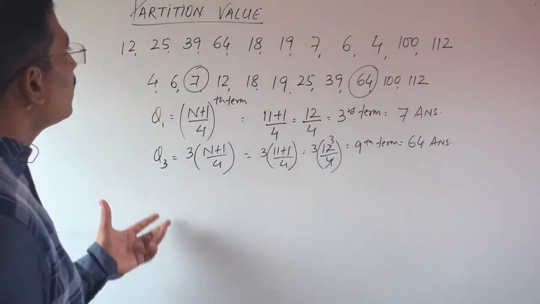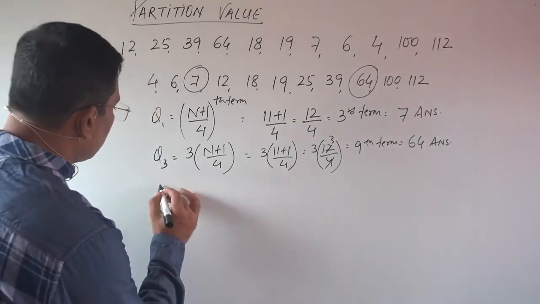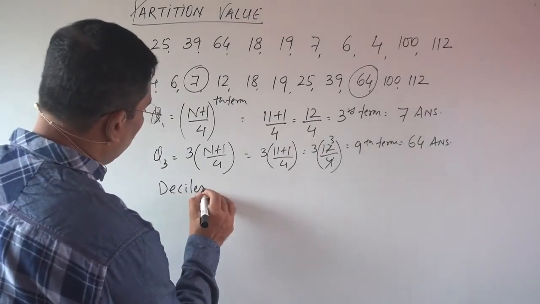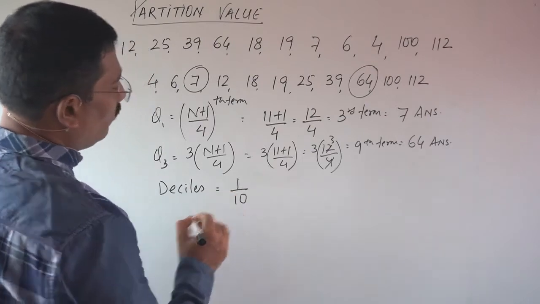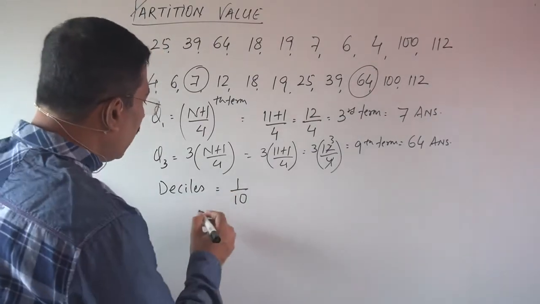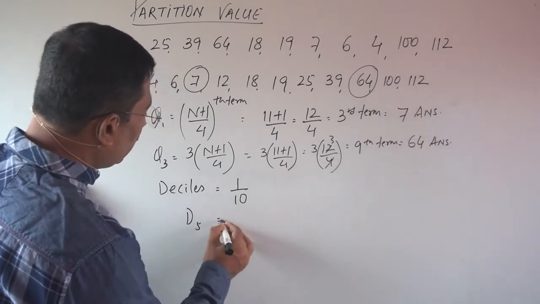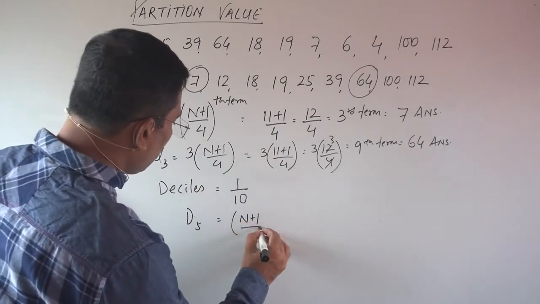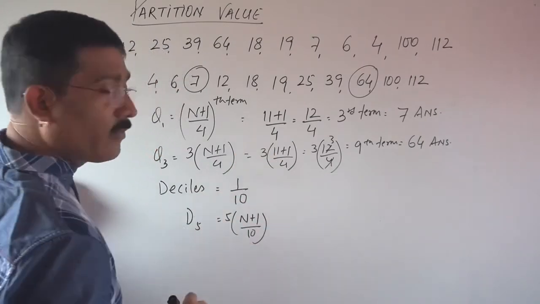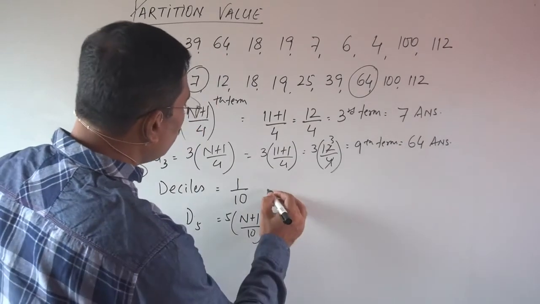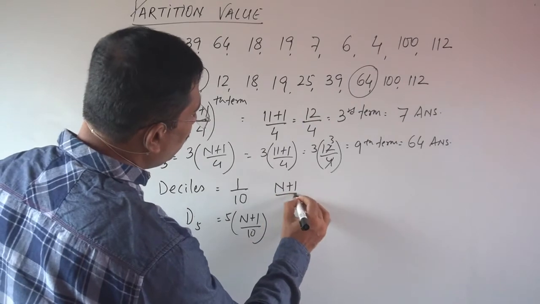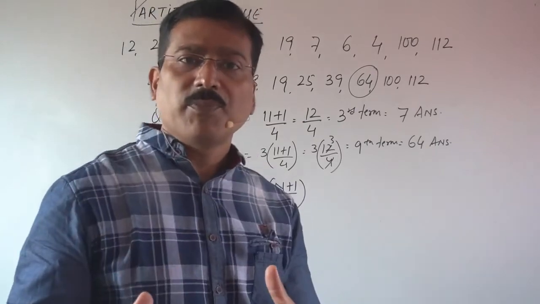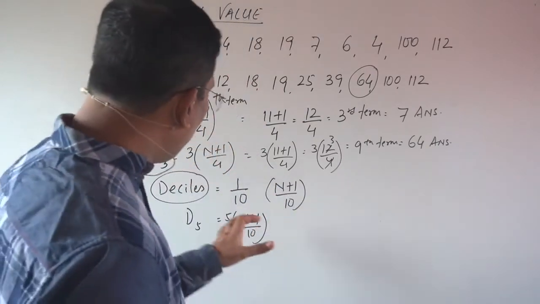Now the next, there are some other partition values also, like deciles. Now what is a decile? Decile is the 1/10th value. Okay. If the question says calculate D5, how will you calculate it? In that condition, in individual and discrete series, it is 5 times (n plus 1) upon 10. If the question says only calculate decile, how will you calculate? (n plus 1) upon 10. The decile terminology is very clear. Decile refers to decade. Decade means what? Ten years. So here this will be 1/10.